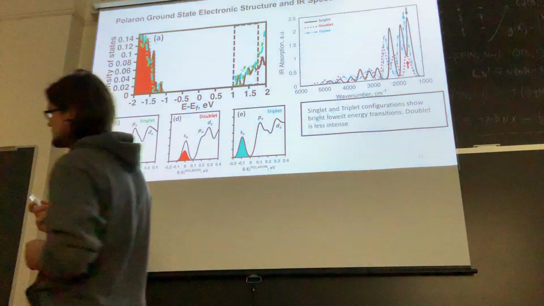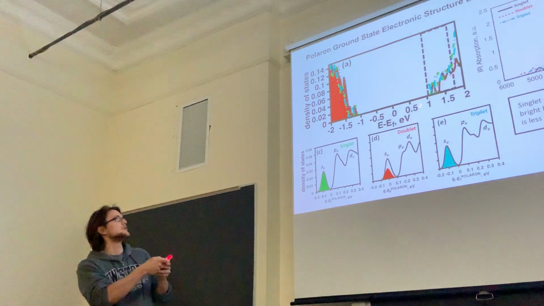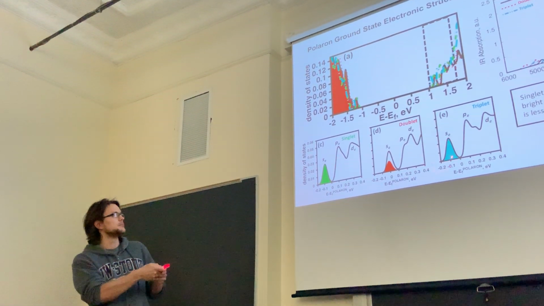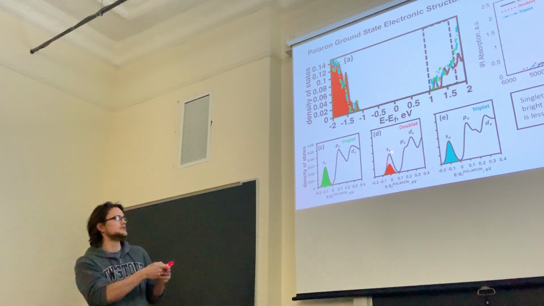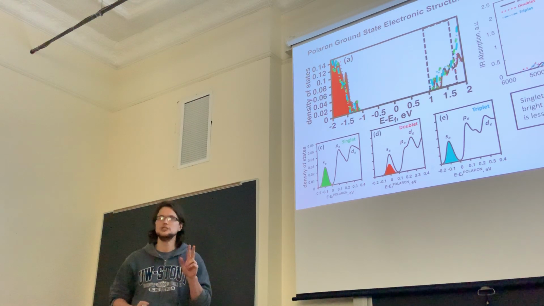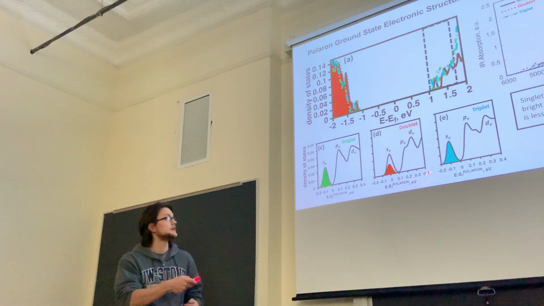And basically the same figures, but for a negative polaron. So instead of looking at valence band, we look at conduction band occupations. So for singlet and triplet, we see the occupied regions. For doublet, it's half filled. And the reason it's half filled is each band is twice degenerate. So it takes two charges to fill up that state.